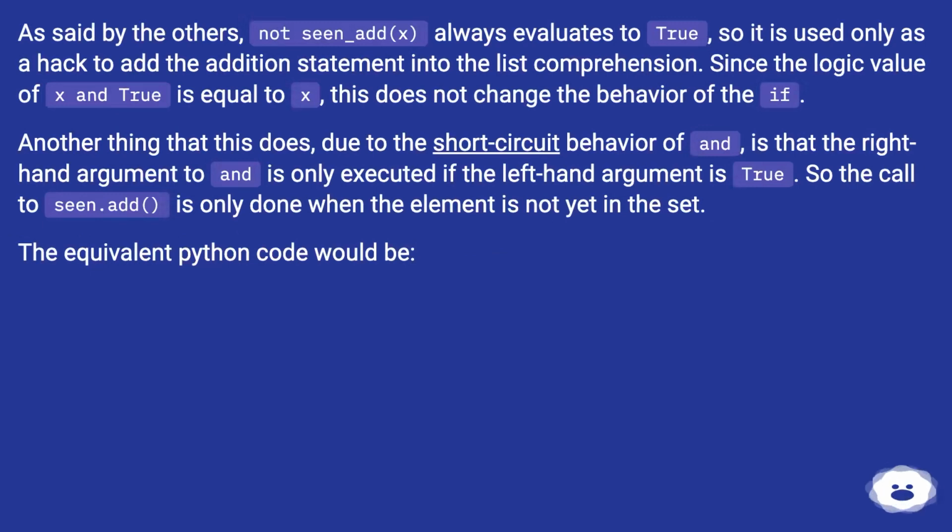As said by the others, not seen_add(x) always evaluates to true, so it is used only as a hack to add the addition statement into the list comprehension. Since the logic value of x and True is equal to x, this does not change the behavior of the if. Another thing that this does, due to the short-circuit behavior of and, is that the right-hand argument to and is only executed if the left-hand argument is true. So the call to seen.add is only done when the element is not yet in the set.